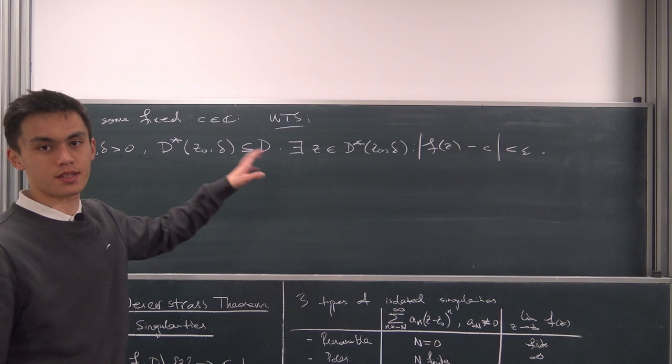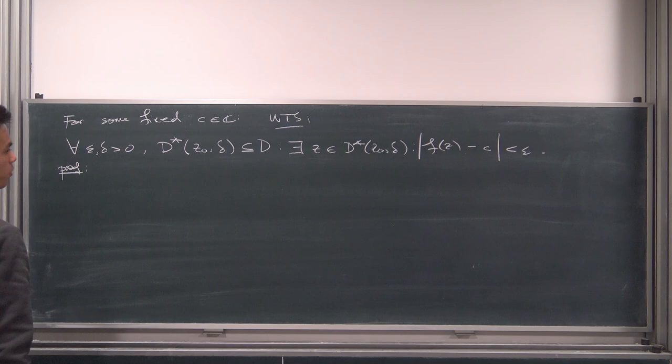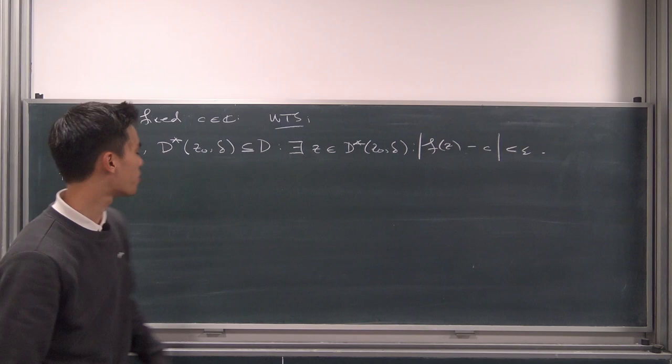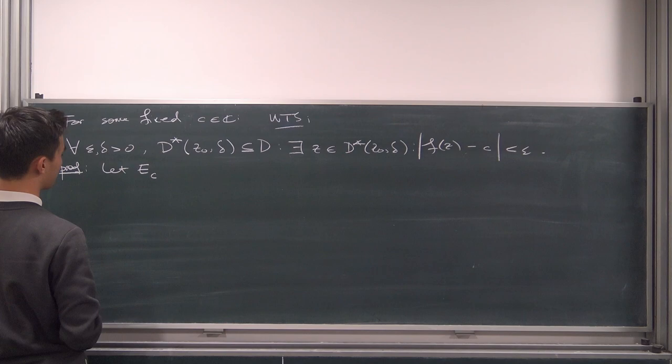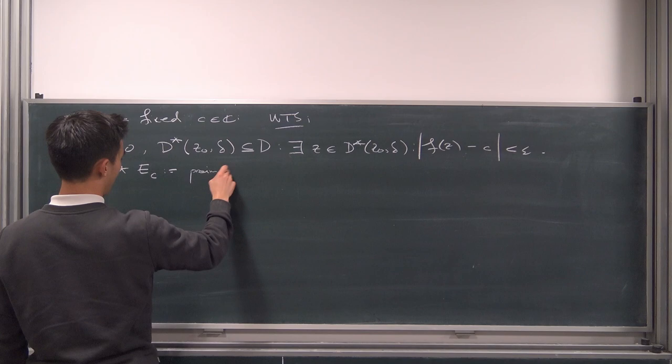And now it's time for the actual proof. So proof. How does this go? Well, first of all, what I'm going to do is construct some new sets. So let's call this set big E sub c, and we're going to define this to be just the pre-image under our function f of the point c.